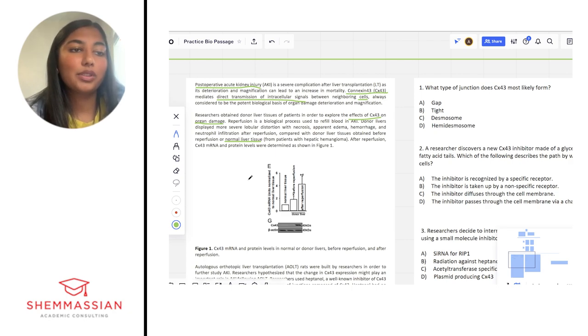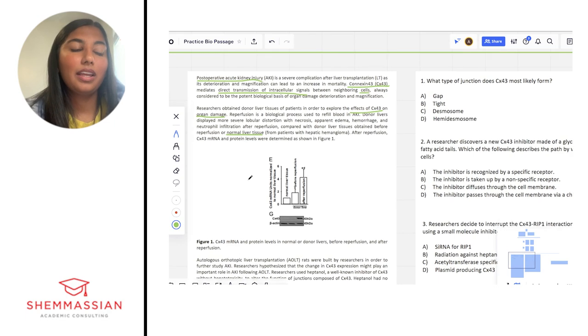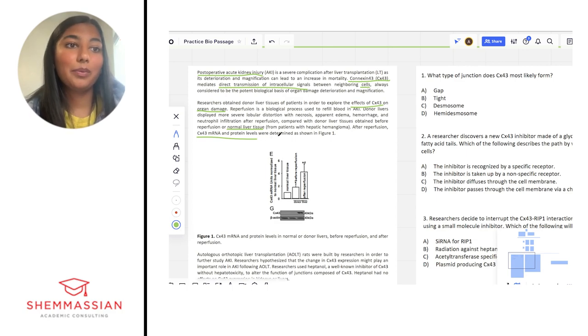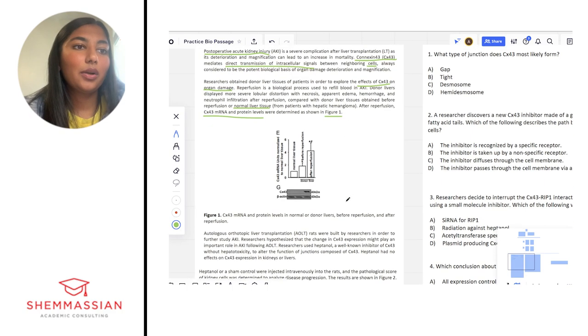CX43 mRNA and protein levels were determined as shown in figure 1. So here we're looking at mRNA and protein levels. That sounds like a dependent variable, and now we're looking at figure 1. So now let's get to the figure.